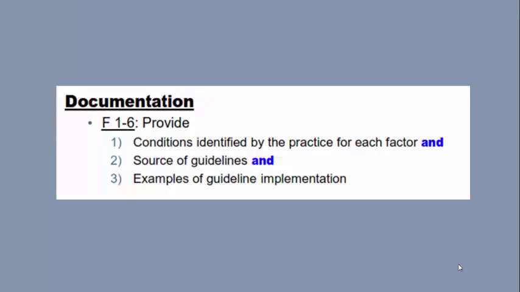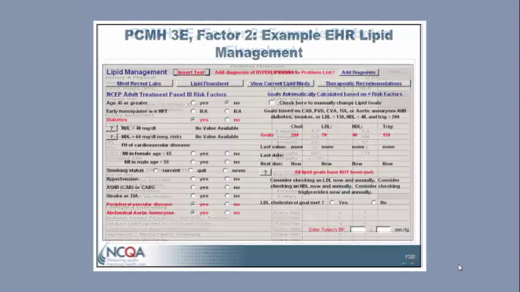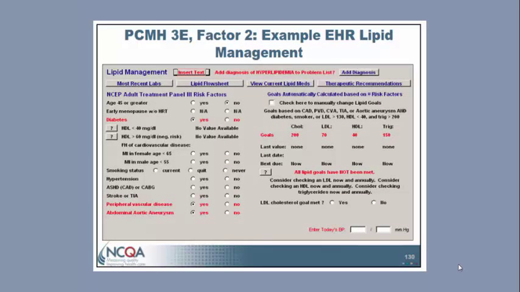Here are just a couple examples that NCQA gives with respect to evidence-based guidelines built into workflows. This is a diabetes flow sheet. If you look down the left-hand column, it's got many of the evidence-based guidelines for what a diabetic should receive and then how often those services should be provided. And this just serves as a good reminder to make sure that you've done everything that you're supposed to do for your diabetics. Here's another example from an EMR, which has a lipid management screen.